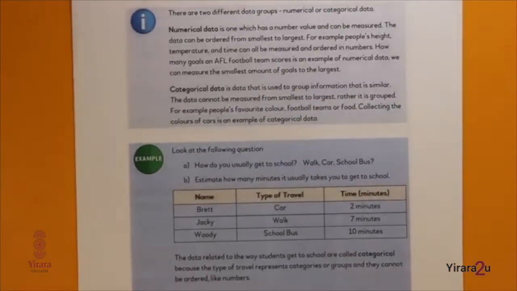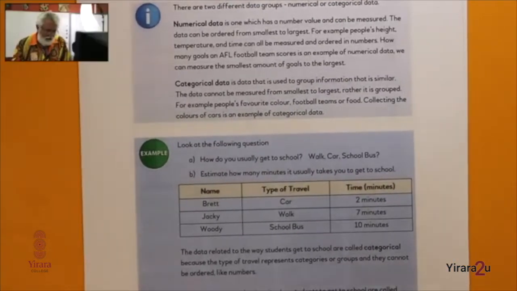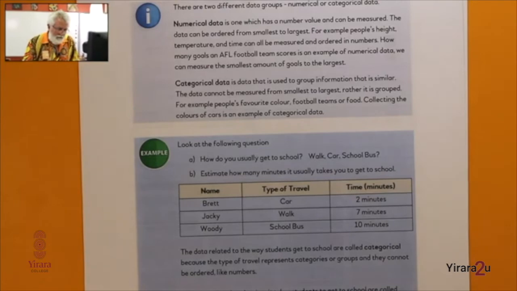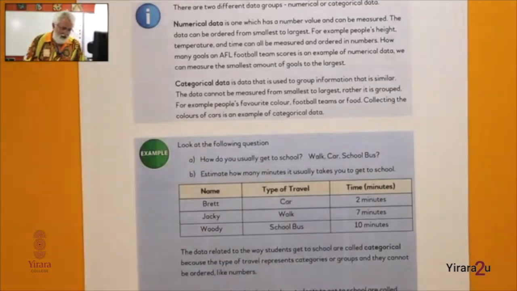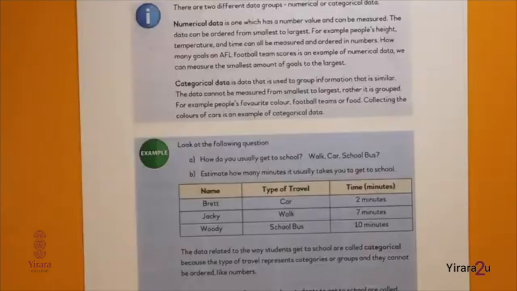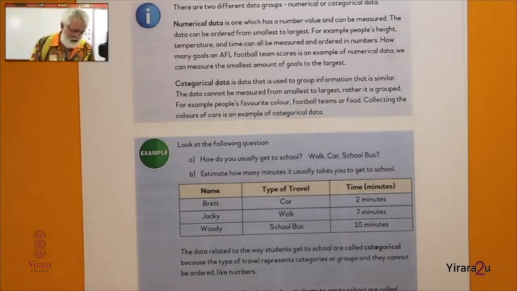So numerical, now let's think about the word first. Numerical, in it there's a word number. Numero, number, is within numerical. So it's got to do with numbers of things. So again, with some English words, we can see what we call the root word that it comes from. So here we're looking at data that's based on numbers, and it's called numerical data.